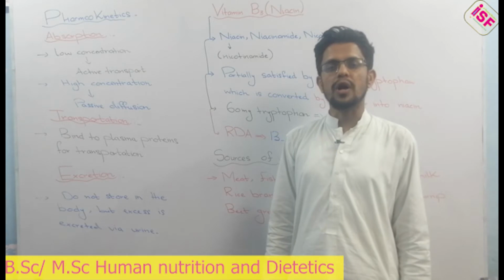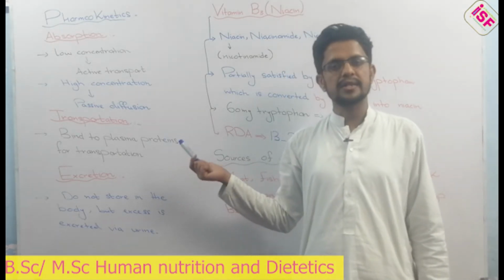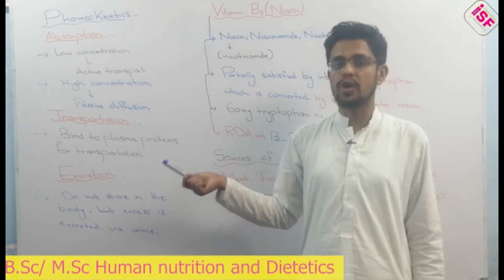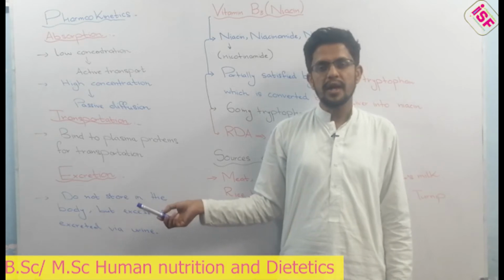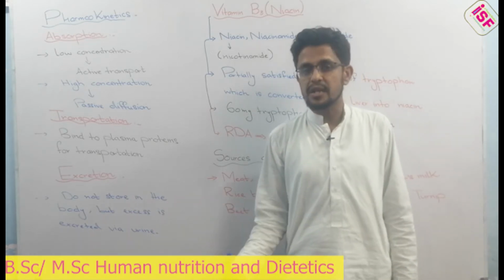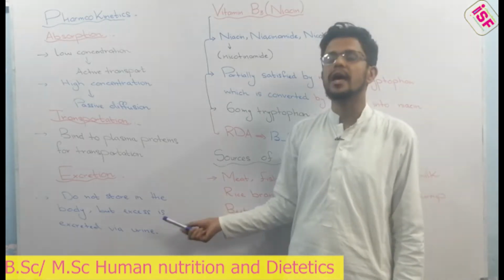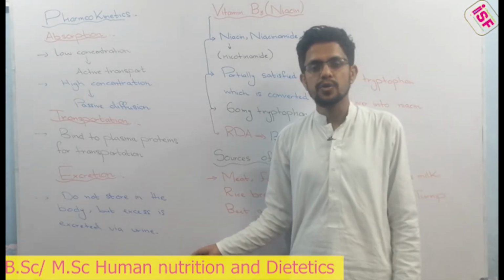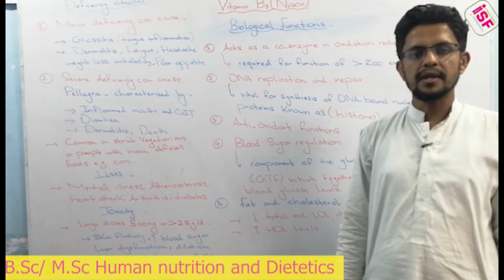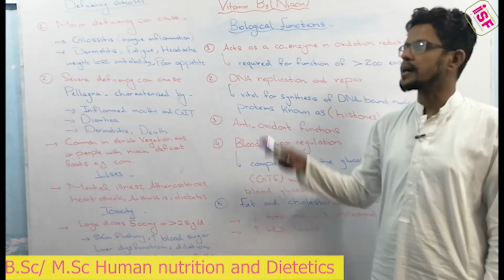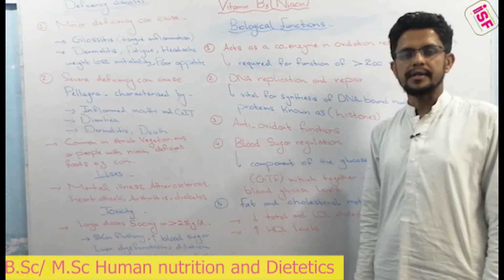If you talk about the storage, vitamin B3 or niacin, as you know, is a water soluble vitamin, so it is not stored in the body. But if you talk about the excretion, the excess amount of vitamin B3 or niacin is excreted via urine. After the pharmacokinetics of vitamin B3, we shall talk about the biological functions of vitamin B3 or niacin.